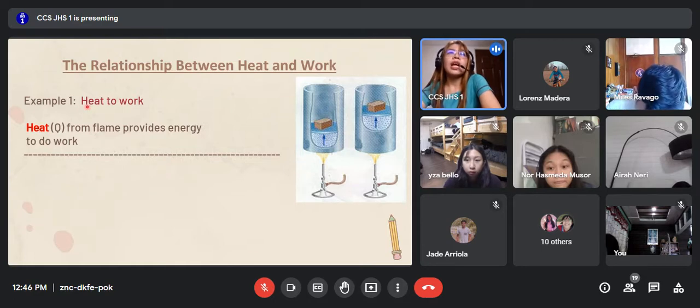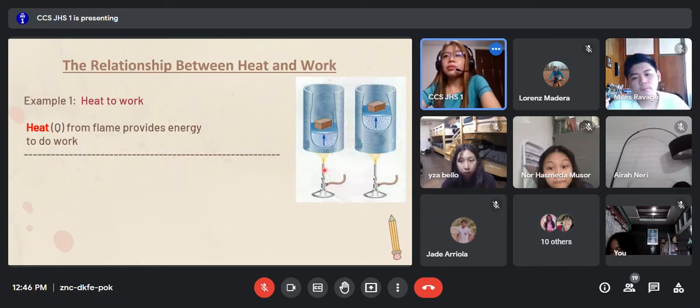Okay. So one good example of heat to work is this. Heat from the flame provides energy to do work. So if you're going to boil water, what will happen to the water? Diba, it will rise. So there is a displacement from its initial position to its final position. So therefore, work is done using heat.